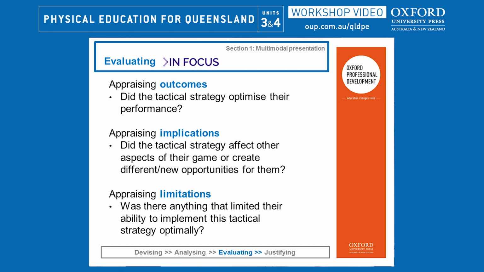Implications: did it affect other aspects of the game or create different new opportunities for them? The third quarter, they're gone. They're so tired doing that powerful egg beater kick, they cannot throw that ball any further. They keep throwing to the wrong person or their teammates from swimming up that pool so much. Maybe that's no good. So we've got implications. Does it change their strategy when they start getting tired? So I would say that getting tired in the third quarter is probably a limitation.